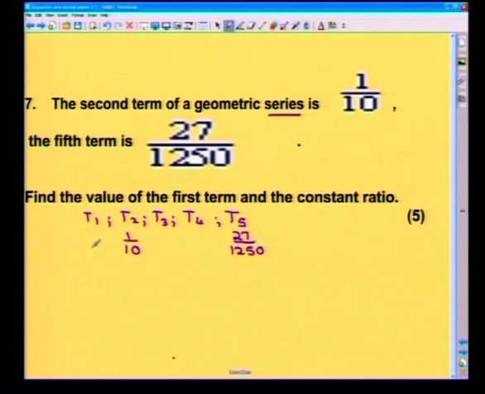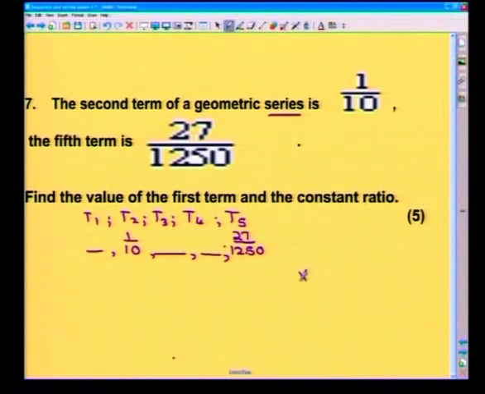Now, we don't know anything about these ones, so it's not going to be as easy as before to find our A and our R, because we can't just look and say A is, and we can't take this divided by this because we don't have it, or this divided by this because we don't have it. So what they're actually requiring me to do here is a simultaneous equation.